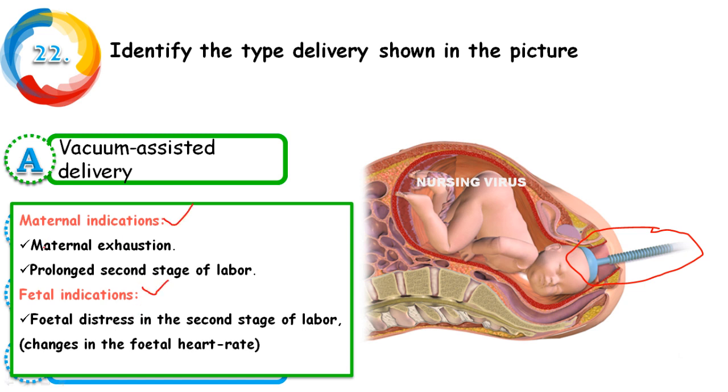For the maternal side: maternal exhaustion, or when the mother is not cooperating much, or prolonged second stage of labor. For the fetal indication: fetal distress in the second stage of labor. How can it be identified? Mainly there will be changes in the fetal heart rate. At that time, we immediately go with pulling of the baby through either vacuum extractor or sometimes they go with forceps delivery.